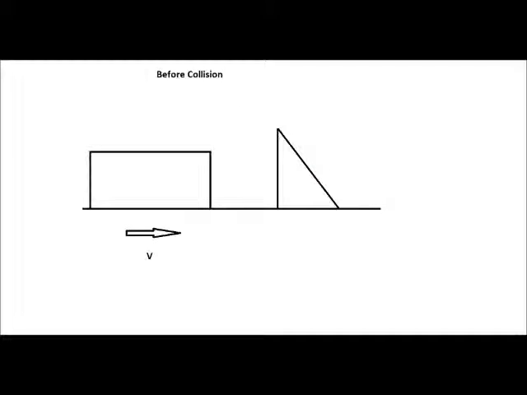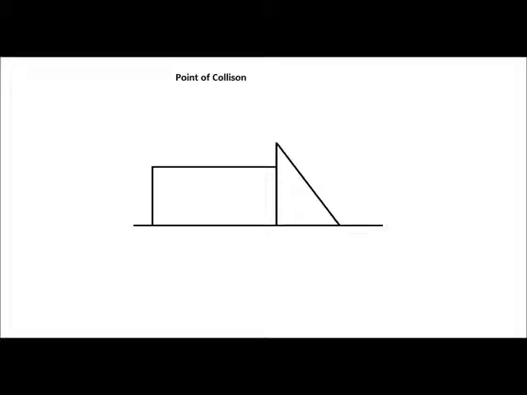Here is a diagram of the two objects before the collision. The surface that the objects slide upon is considered frictionless. Here is a diagram showing the two objects at the point of their collision. It should be noted that the two objects stick together upon colliding.